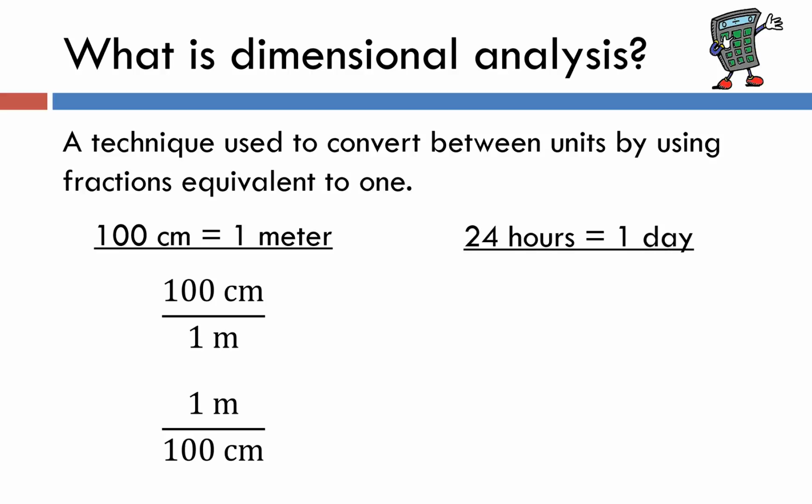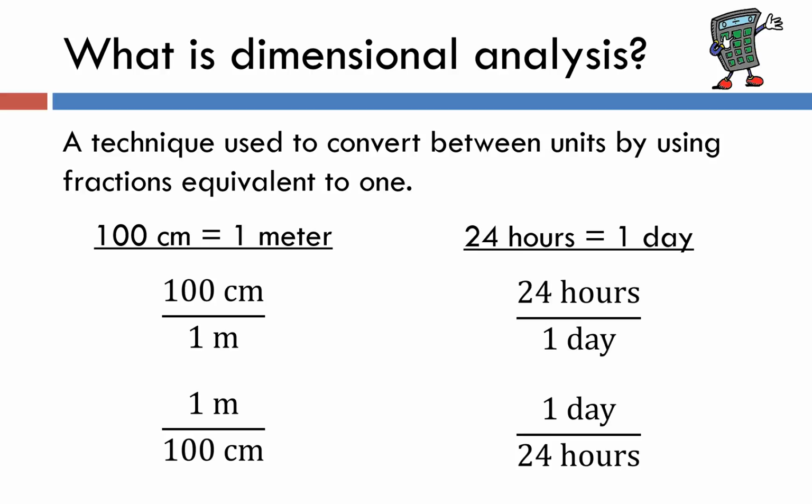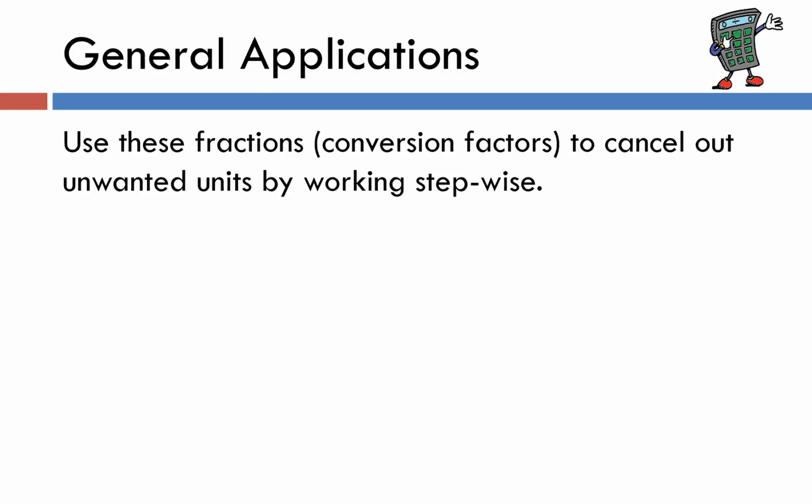Another example, you know that there are 24 hours in one day, same duration of time, two different units. So you can probably imagine that I can set up two equivalent fractions, 24 hours over 1 day, or 1 day over 24 hours. You might be wondering how you're supposed to set up these fractions when you're actually performing dimensional analysis, and let's look at some examples of that. So the way we're going to use these fractions that are equivalent to 1, and we'll call them conversion factors, is to work stepwise and cancel out unwanted units.